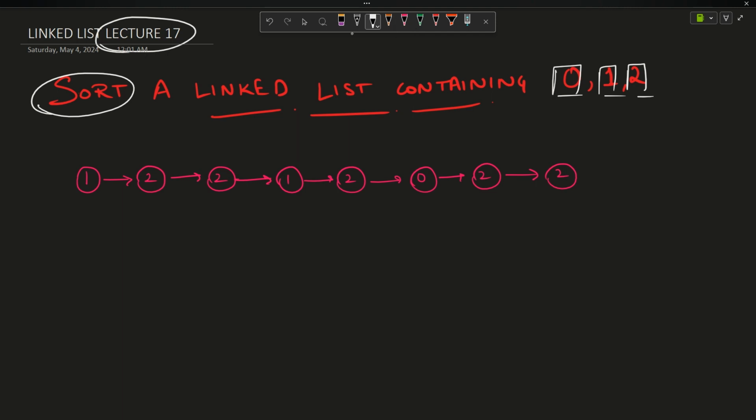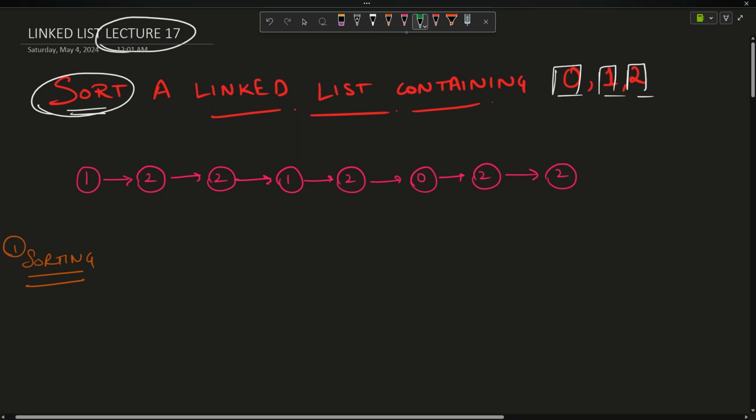Now, whenever you hear that you have to sort it, the first option should be that I literally solve it. I will apply any sorting technique such as merge sort or quick sort, and that will be my first approach. But the problem is we have not yet understood any of the algorithms such as merge sort or quick sort in the linked list, right? So what do we do? We will actually try to apply our mind.